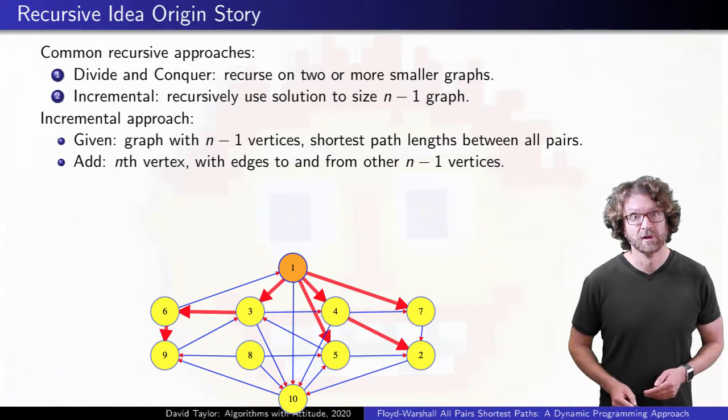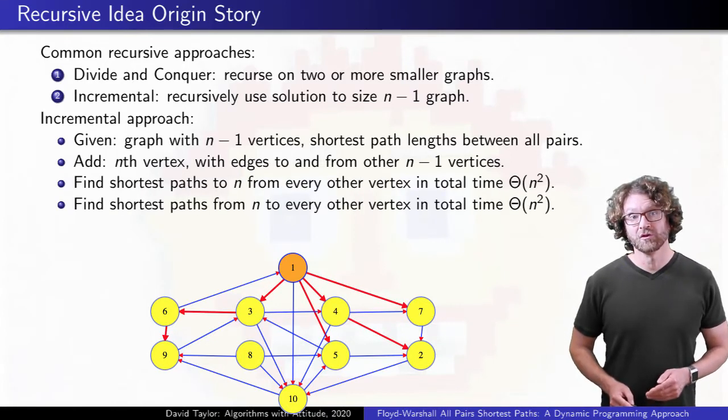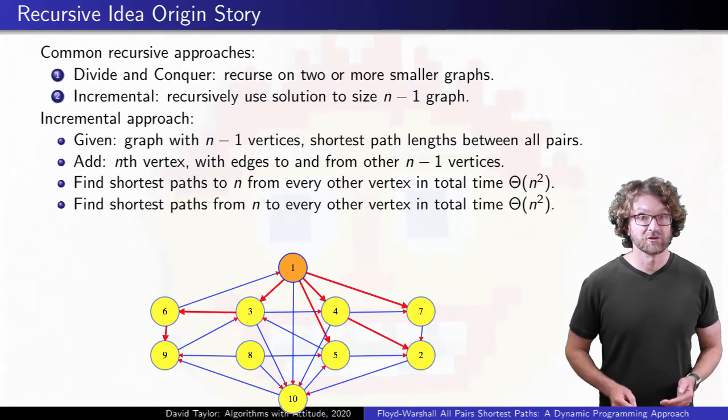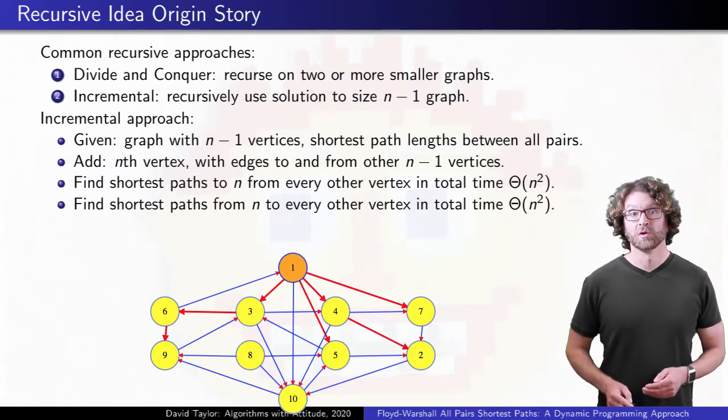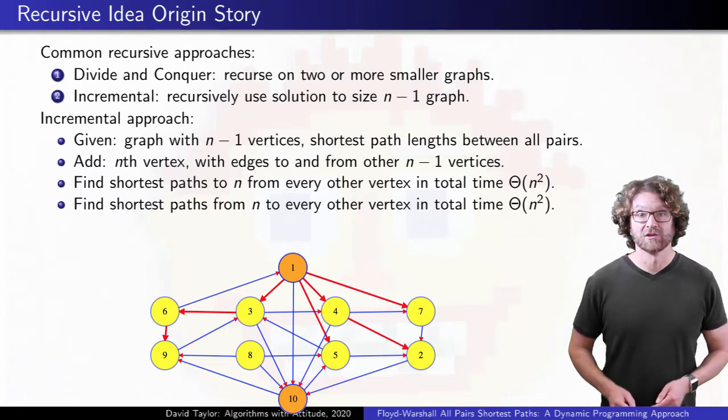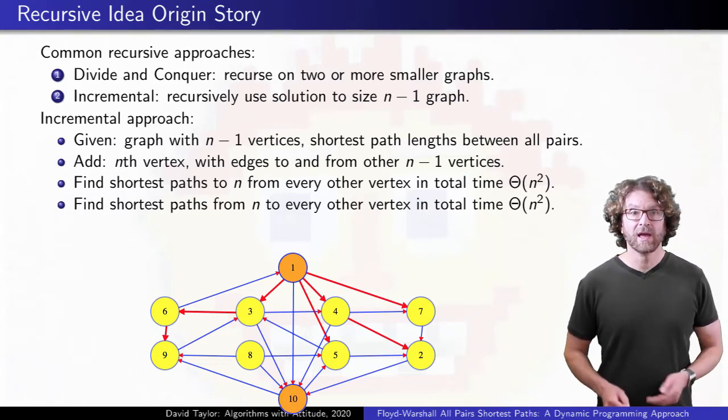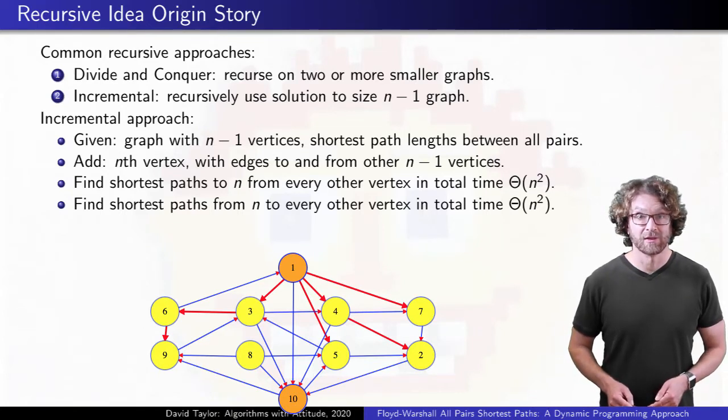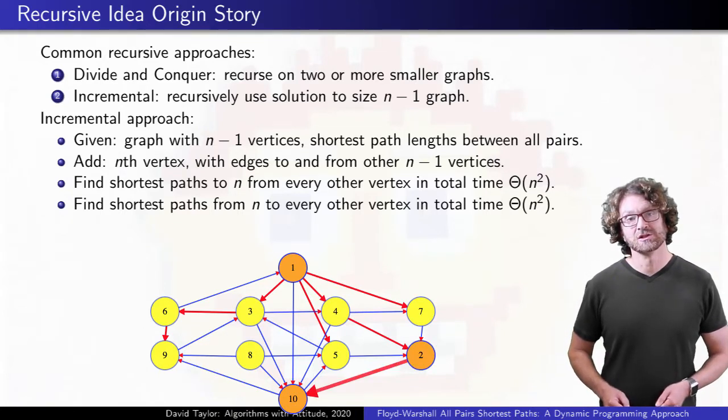There are a few parts to it. First, you can find the shortest paths from each vertex to vertex 10. If we want to know the shortest path from 1 to 10, it will be one of the paths from the smaller graph plus 1 edge. So maybe it's the shortest path to 2 and then an edge from 2 to 10.